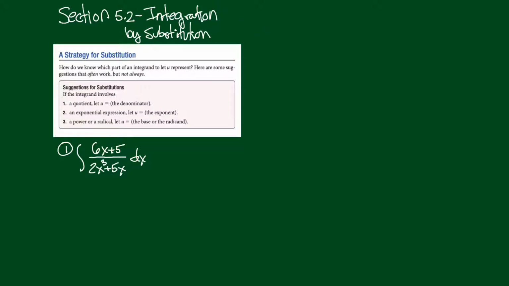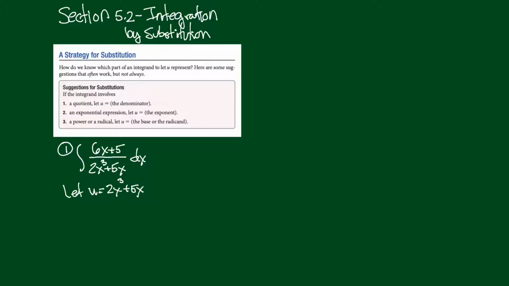In this first integral, notice that we've got a quotient, so I'm going to take a look at this first suggestion up here. If you have a quotient, I'm going to let u equal the denominator. So the denominator here is 2x cubed plus 5x. So what I'm going to do here is let u equal 2x cubed plus 5x. So I'm giving this denominator another name for the time being. I'm going to call it u.